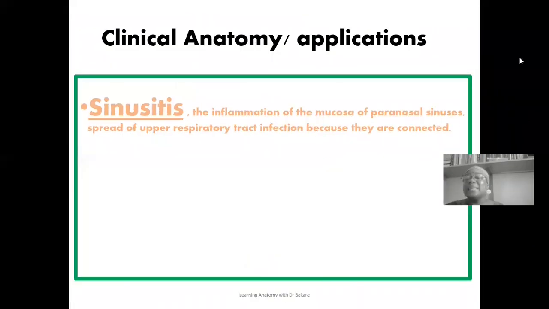So talking about clinical anatomy, sinusitis is an inflammation of the mucosal lining of the paranasal sinuses. So any inflammation or diseases of the upper respiratory tract can be spread into the paranasal sinuses. Remember, there's a connection point, which are the ostia, through which the paranasal sinuses are connected to the centrally placed nasal cavity.